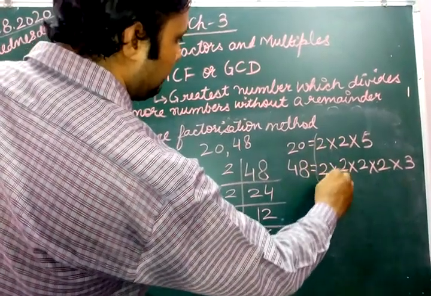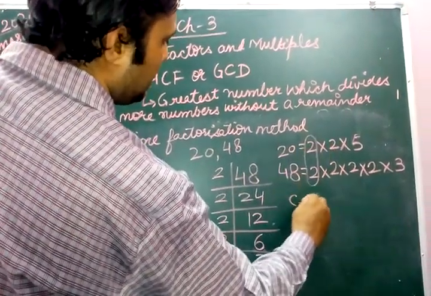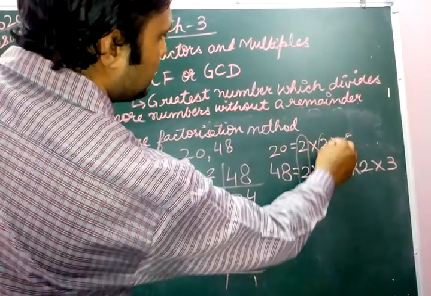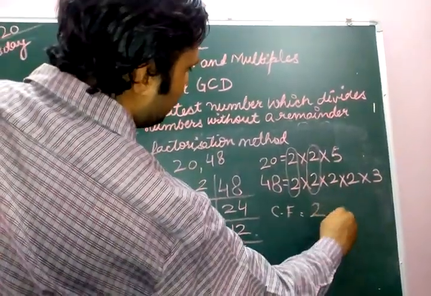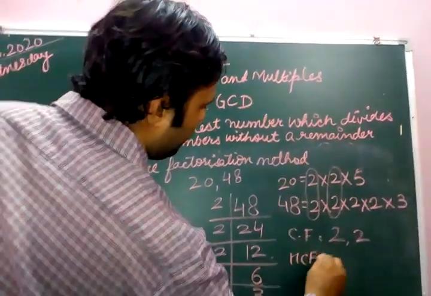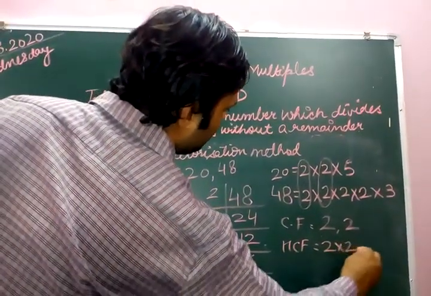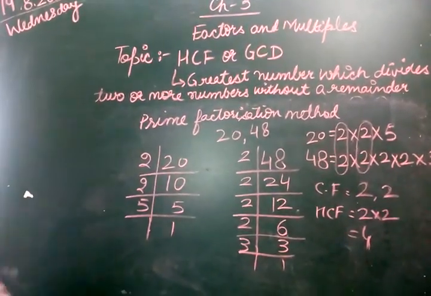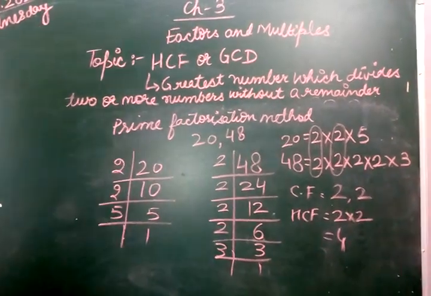Now we find the common factors. First we have to find the common factor. 2 is there and 2 is there. So 2 and 2 are the common factors. The HCF is 2 multiplied by 2, which is 4. In this way you can do all these questions.